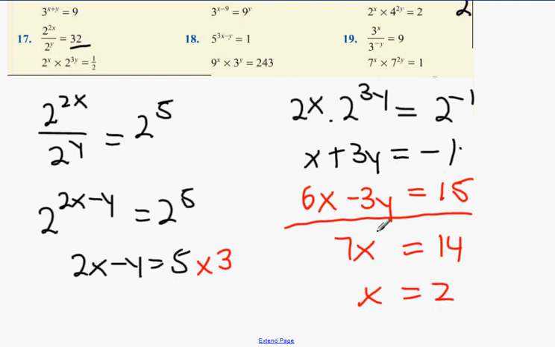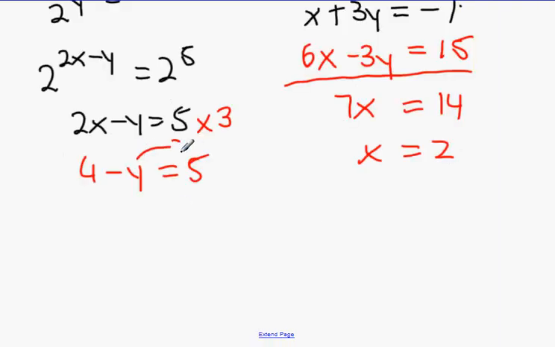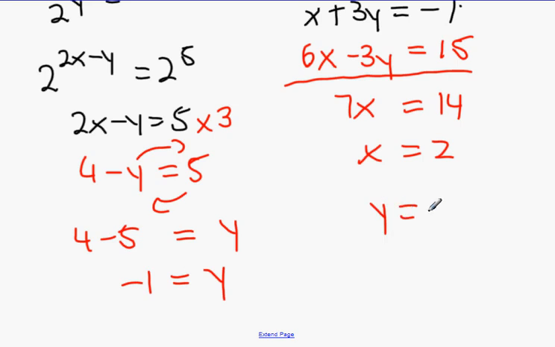Now that we know that x equals 2, what we got to do next is figure out what y is. So replace x with 2, we're going to get 4 minus y equals 5. Bring the y over here and the 5 over this side. And we're going to get y equals 4 minus 5, which is minus 1. Y equals minus 1. X equals 2, y equals minus 1.